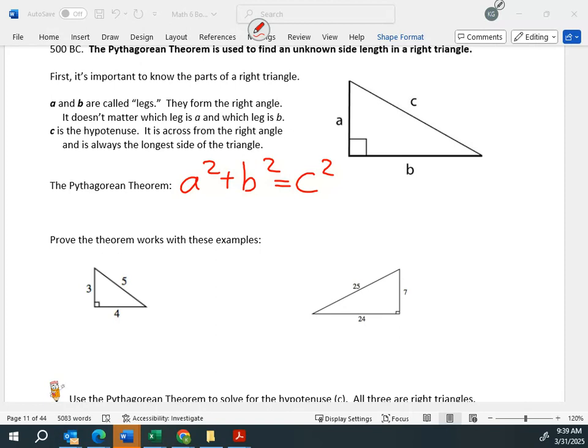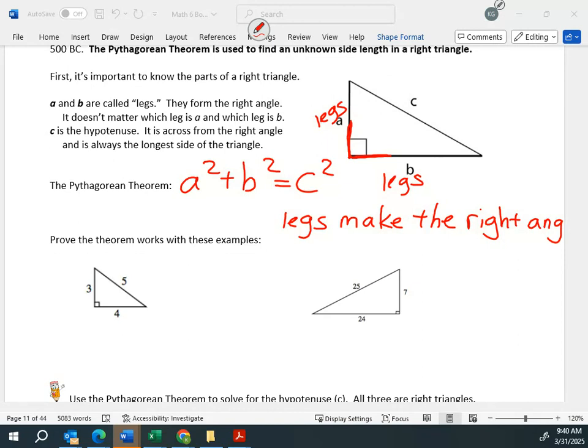How do I know which 2 are the legs? What do you think, Aiden? Yeah. The 2 sides that form our right angle are the legs. So the legs make the right angle. Again, you can't draw a picture of a right triangle and label it, but you can write out the words. The legs make the right angle.